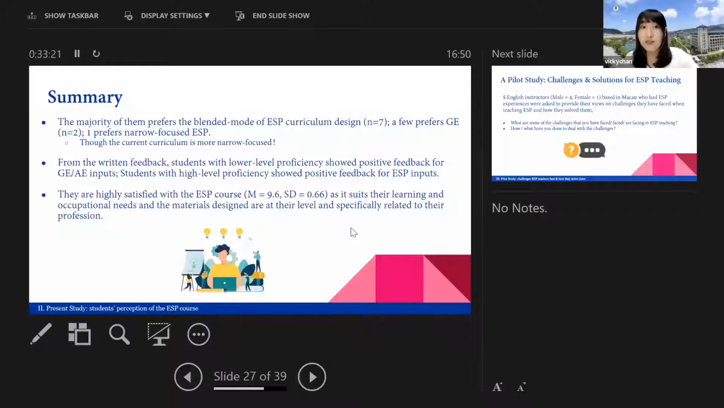From the written feedback from the students, I can also tell that students with lower level proficiency show positive feedback for general English and academic English inputs, whereas students with higher proficiency show more positive feedback for the very specific ESP inputs. And then they are all highly satisfied with the course design, as it suits their learning and occupational needs, and also the material designs are at their level and especially related to their profession.